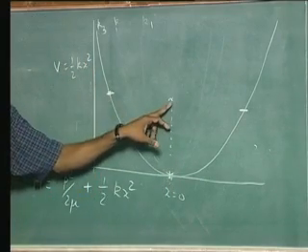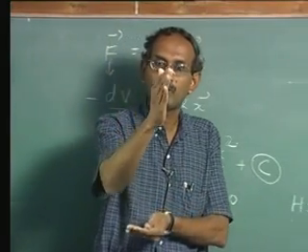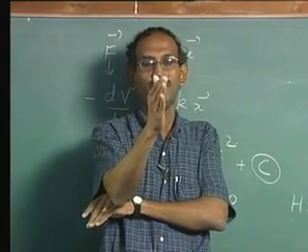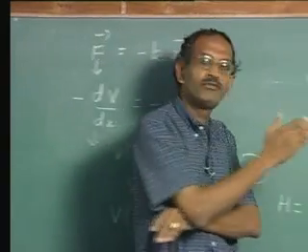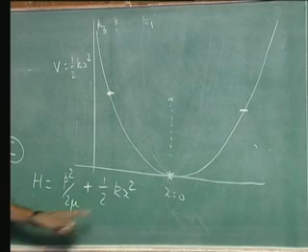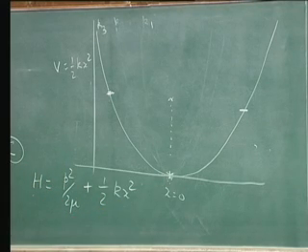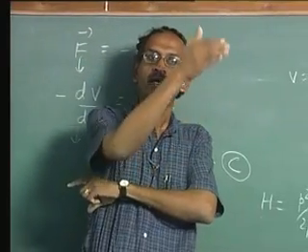At this point the potential energy is 0 because there is no displacement. The oscillator has come back to its exact equilibrium position, and therefore there is no potential energy associated with it. All the energy H is p square by 2 mu, there is no potential energy involved.